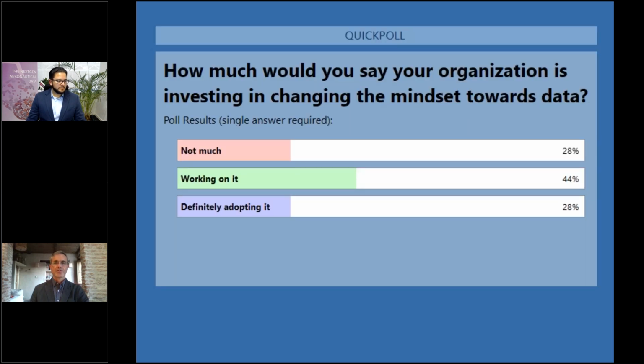Yes, so the majority of the participants today think that their organization is working on it, which is good news, of course. And then it's pretty much the same percentages: 28% think that actually they are not working on it much, and another 28% think that they are definitely adopting it.